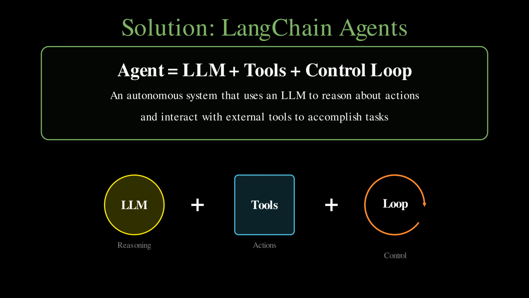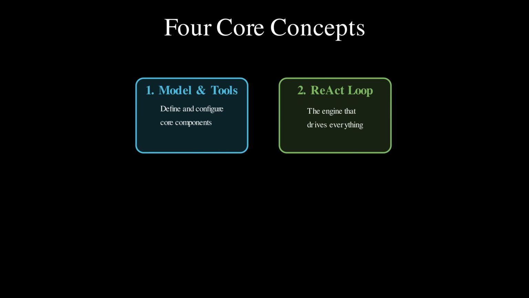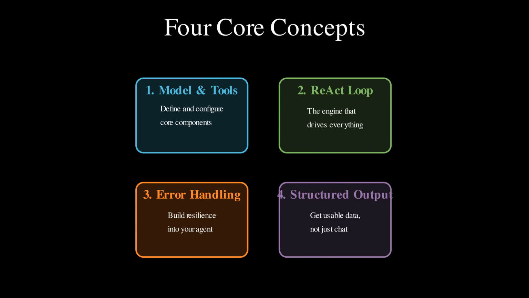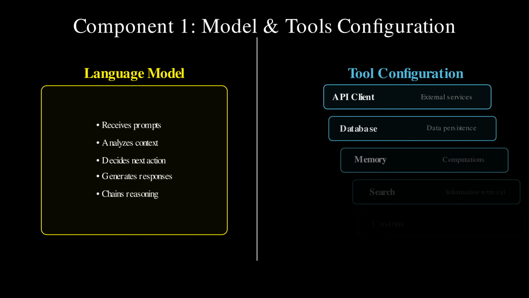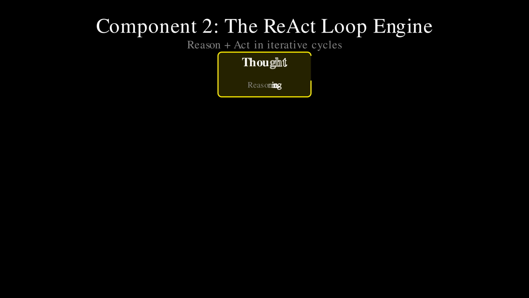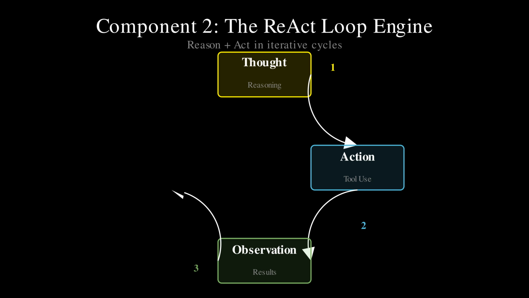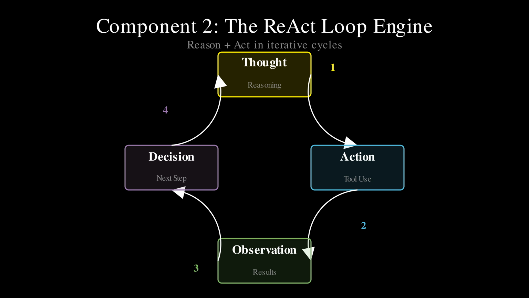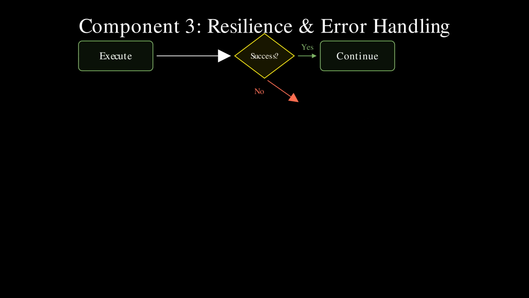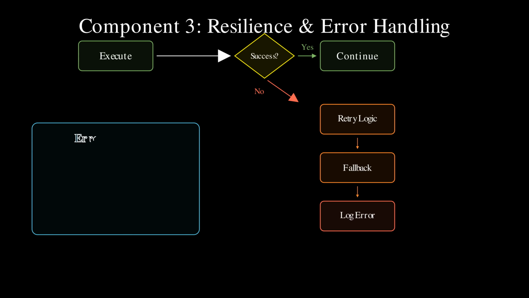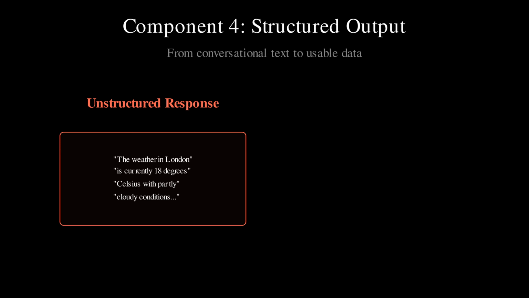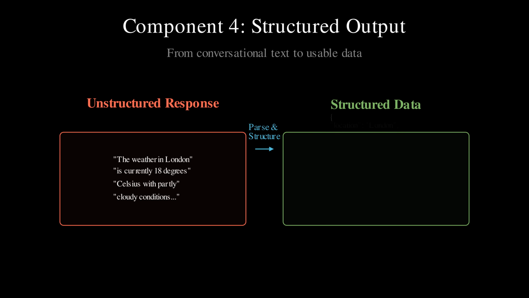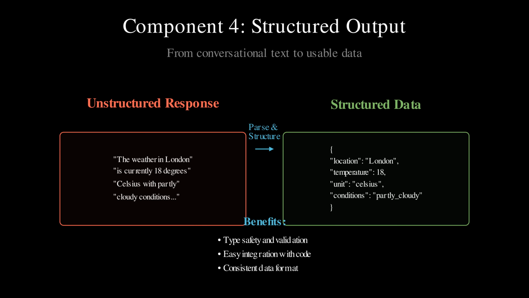And because this is a technical deep dive, we want to structure this like a proper learning session. By the end of this, we really want you to be able to do, say, 4 specific things. First, you'll be able to define and configure the core components, the model and the tools. Second, you'll understand the engine that drives the whole thing, which is the ReAct loop. And third, we'll look at resilience, how to handle errors so your agent doesn't just fall over when things go wrong. And finally, we'll cover how to structure the output so you aren't just getting chatty responses, but actual usable data. I love that roadmap.